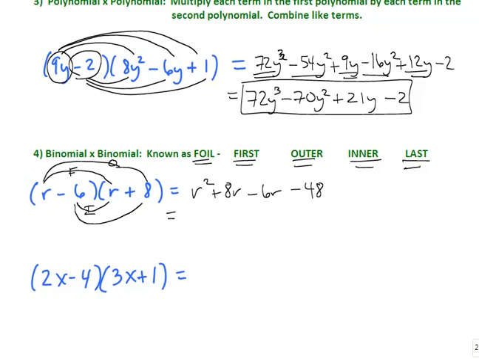Now most of the time when you do these FOIL problems, your two middle terms from the outers and the inners will be like terms, so you want to make sure to combine those if they are like terms. So this will stay r squared plus 8r minus 6r is plus 2r, and the minus 48 stays put. So that's our FOIL. First times first, outer times outer, inner times inner, last times last. And basically all we've done is distribute the r times both terms and the negative 6 times both terms. So it's just your distributive property in action.